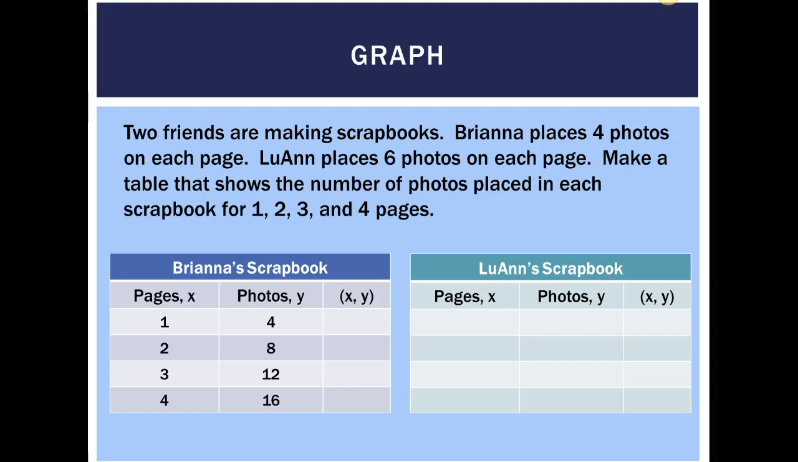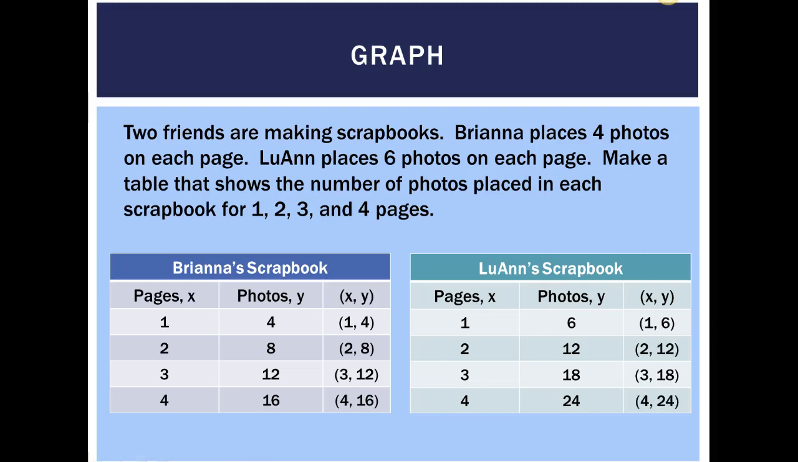Then we write the ordered pairs. This is just a combination of the x and the y for each number of pages in Brianna's scrapbook. We need to do the same thing for Luann's scrapbook. We fill in the number of pages, and in Luann's scrapbook, she places 6 photos on each page. So in order to find the total number of photos, we'll multiply the number of pages times 6. After that, we'll write the ordered pairs.